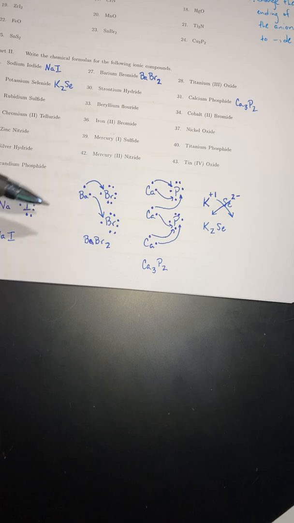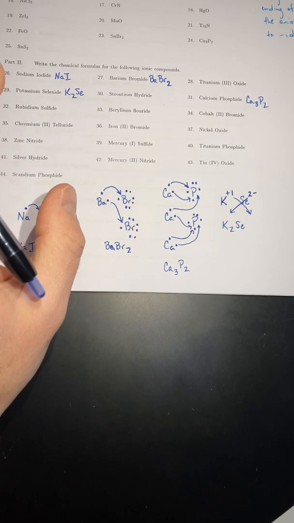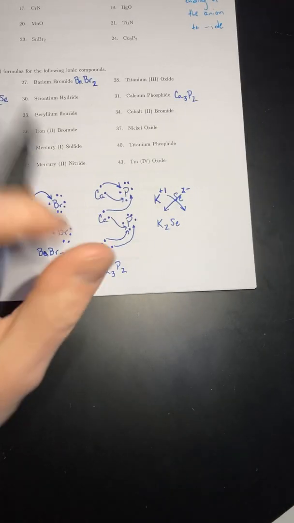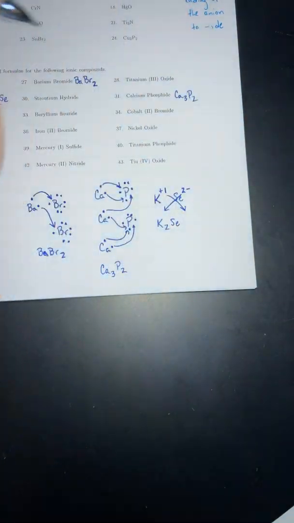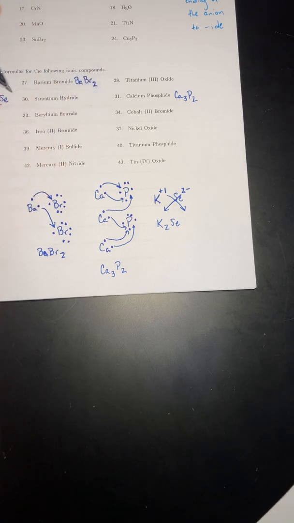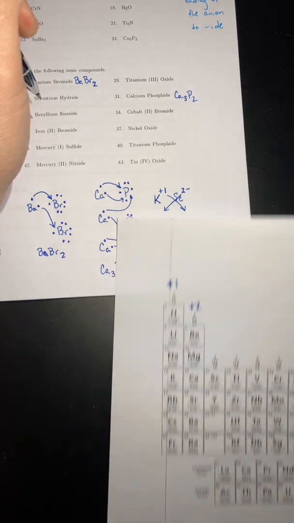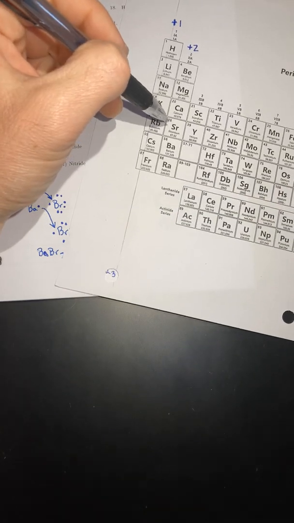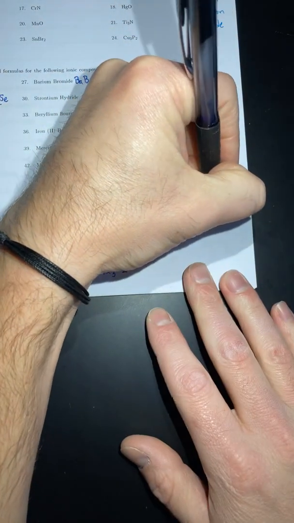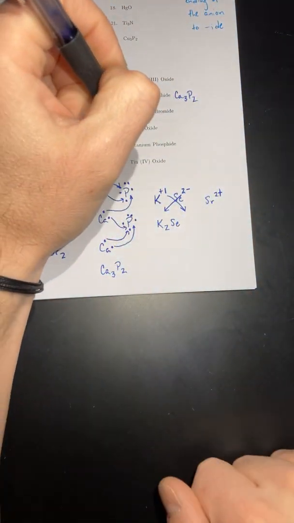All right. Let's look at another example here. Let's look at 30, strontium hydride. Now, strontium is what charge? Strontium, Sr. It's +2. Okay, right here. So strontium, +2.